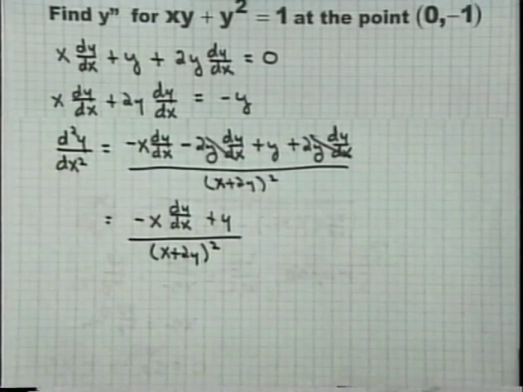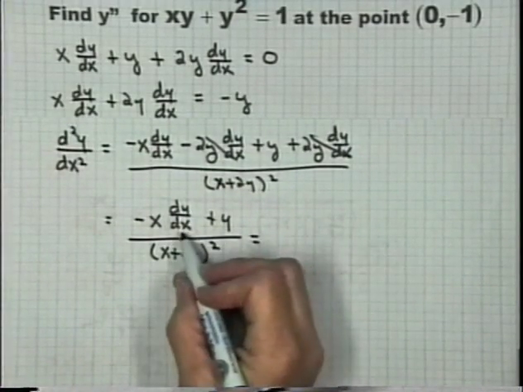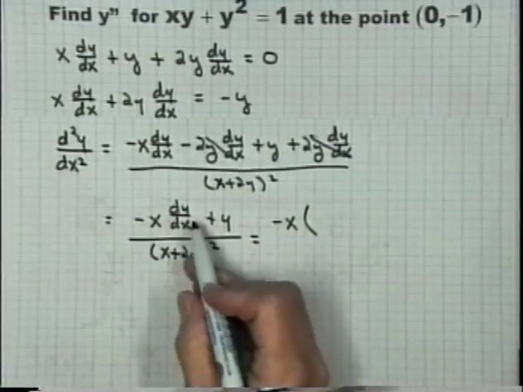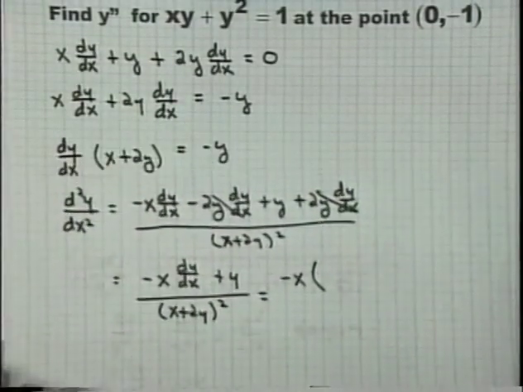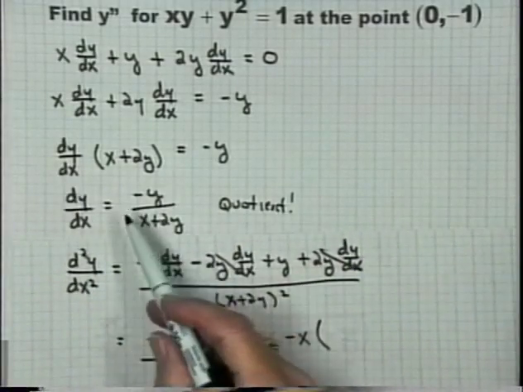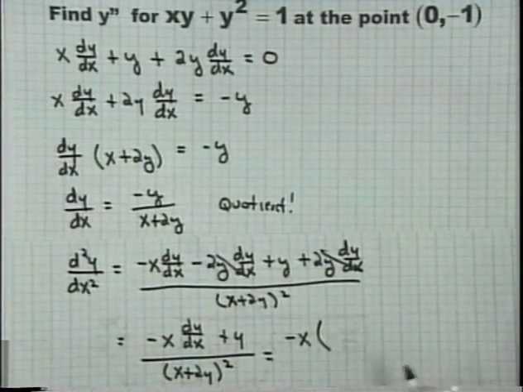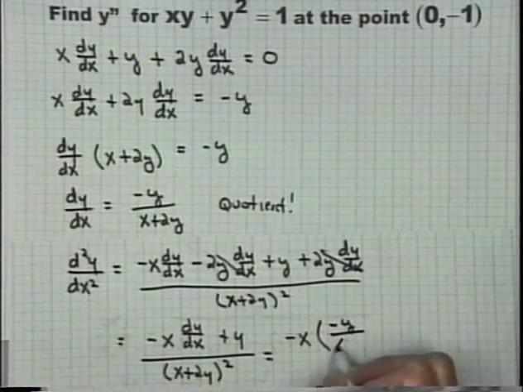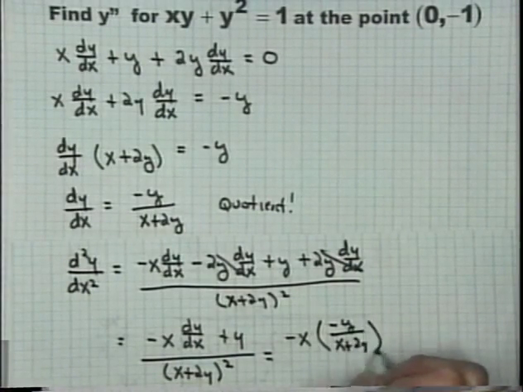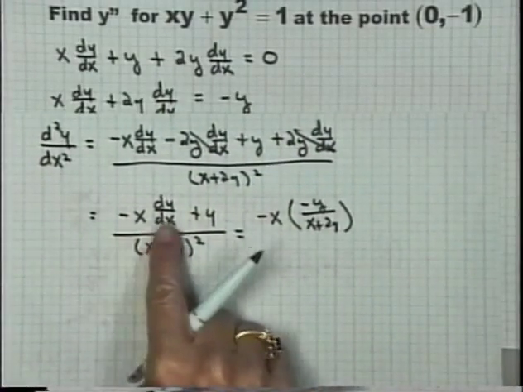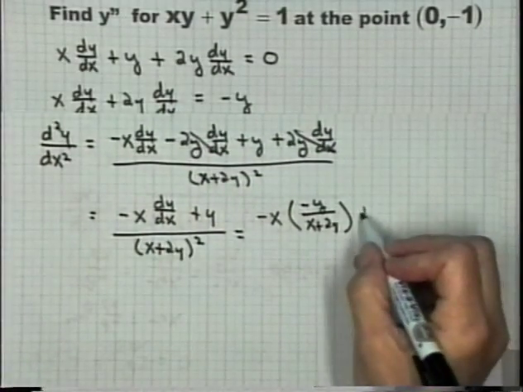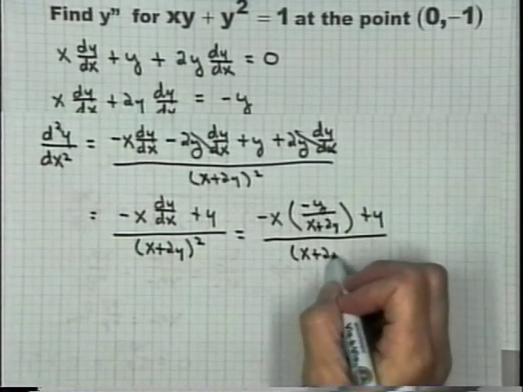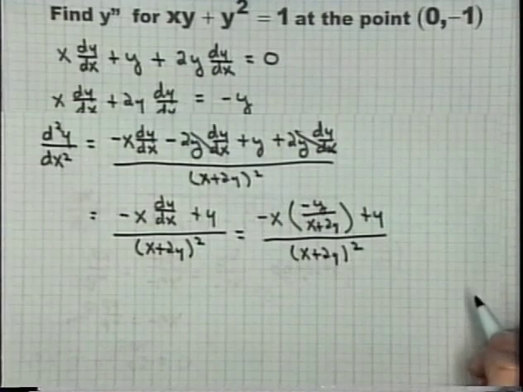Okay? Now, remember how we substituted for the dy/dx? So let's put down our minus x, and we're going to replace dy/dx. Remember, up here dy/dx was a minus y over x plus 2y. So let's put that in, a minus y over x plus 2y. So I have my minus x times my dy/dx plus y. All of this is over x plus 2y quantity squared.